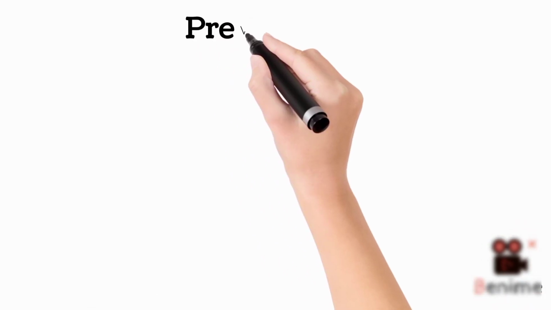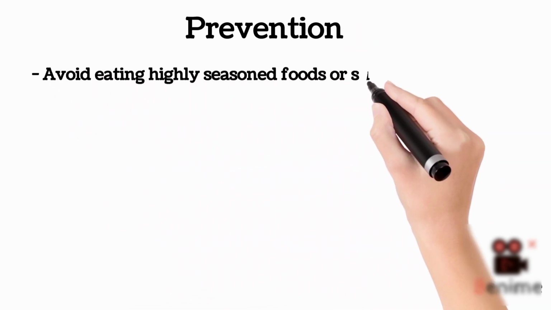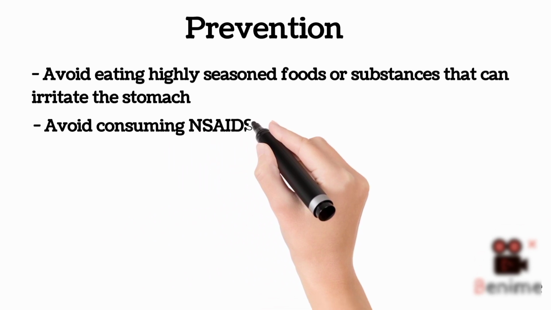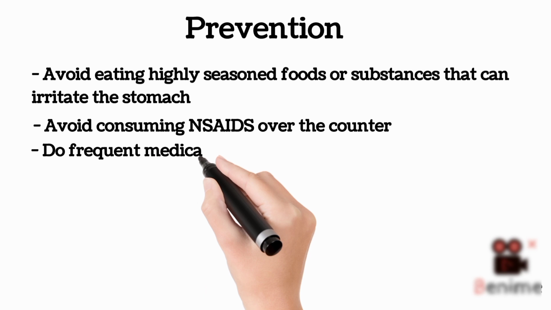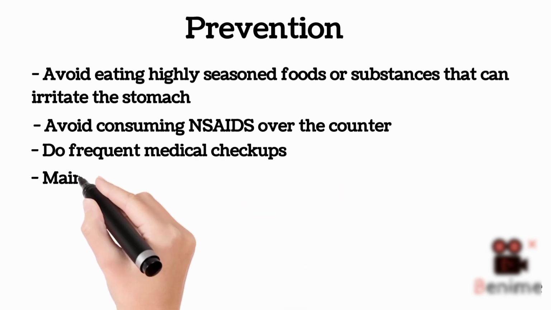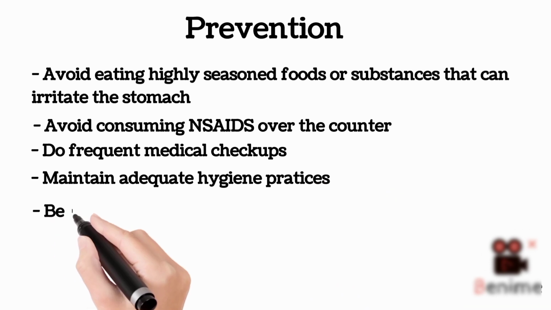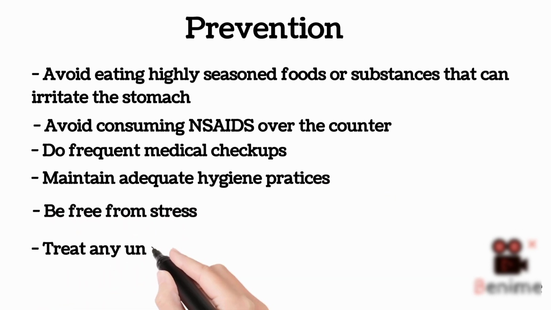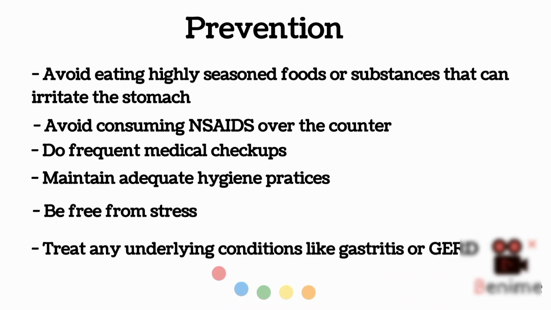In order to prevent this condition, we can avoid consuming over-seasoned or spicy foods or any substance that can irritate our stomach. Avoid consuming non-steroidal anti-inflammatory drugs over the counter. Frequently check yourself, especially for H. pylori. Maintenance of hygiene is key. Avoid being stressed. Also treat any underlying condition that can lead to ulcer, like gastritis, gastroesophageal reflux disease, and cancer of the stomach.